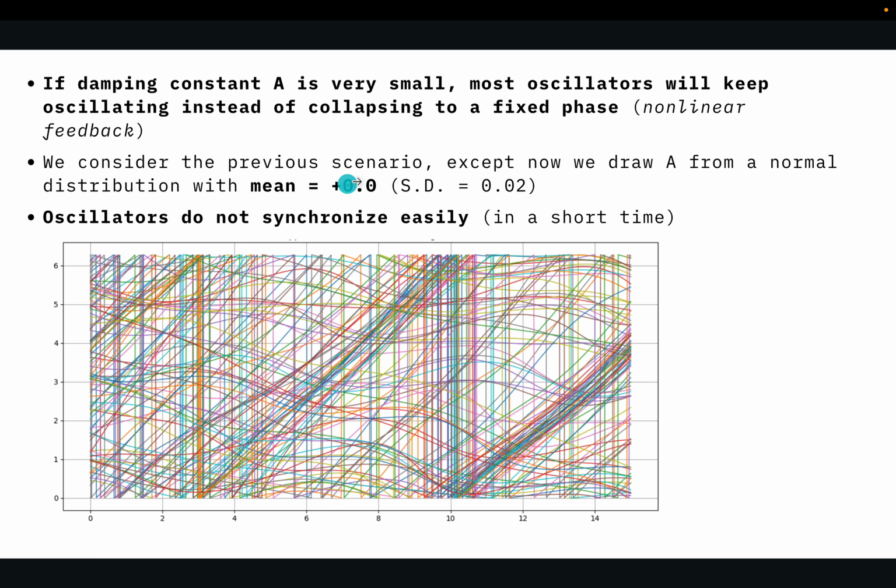What did I miss here? We consider the previous scenario, the same scenario, but this time we draw A from a normal distribution with 0 mean. Okay, this actually doesn't make sense, because you cannot draw A with mean 0 and standard deviation 0.02, because A cannot be negative. If you do this, then A becomes minus 0.02. But okay, anyway, we get interesting behavior. Doesn't matter.